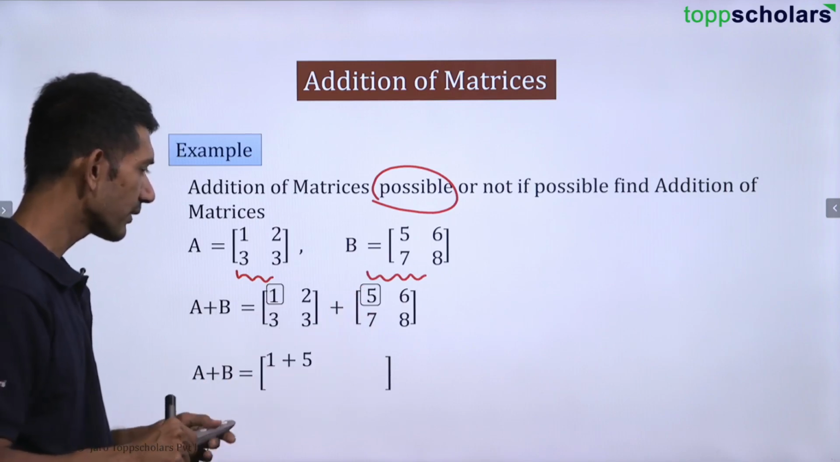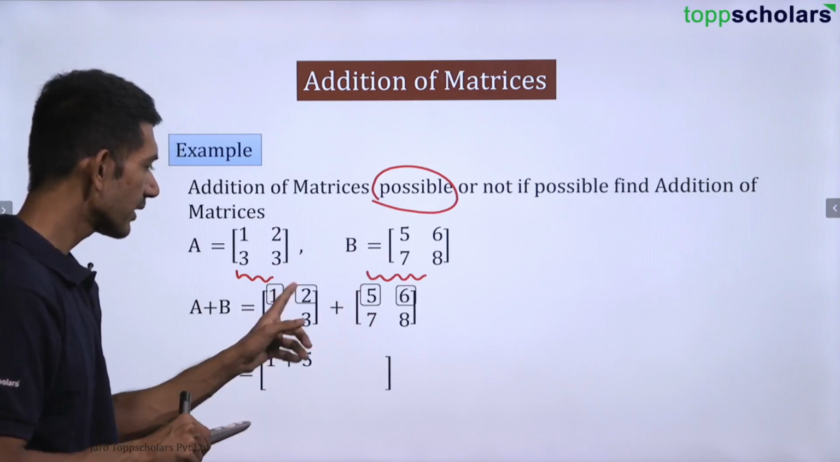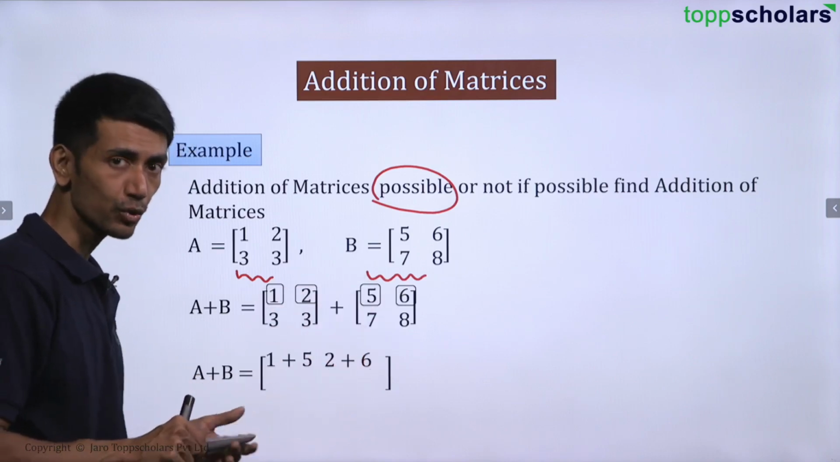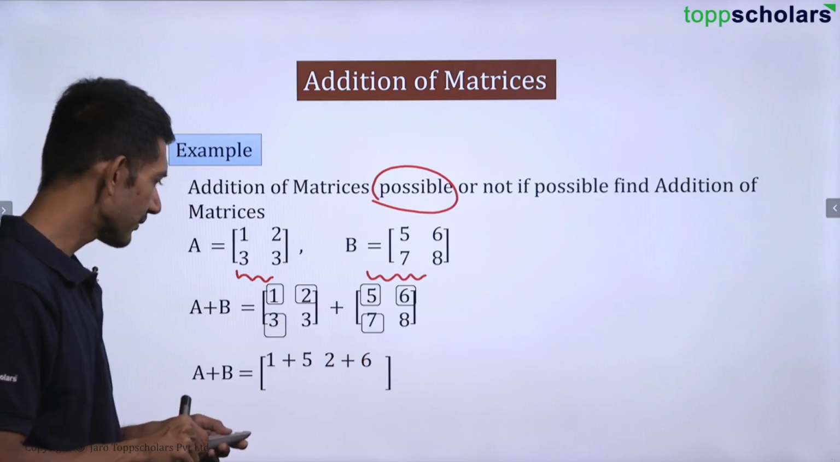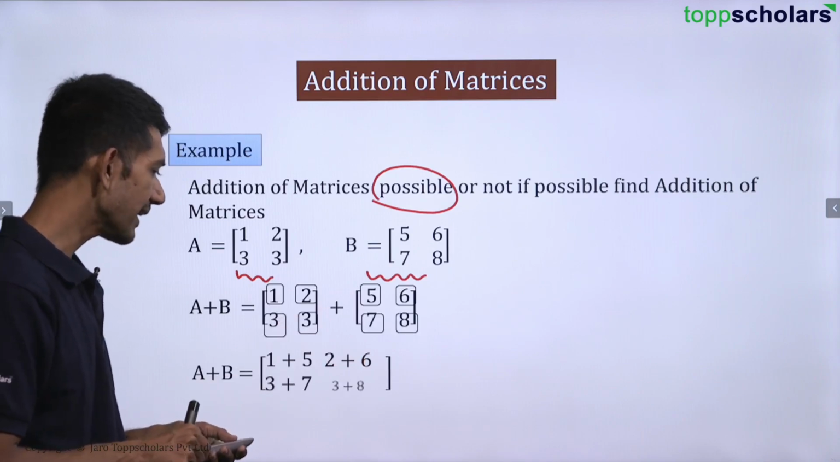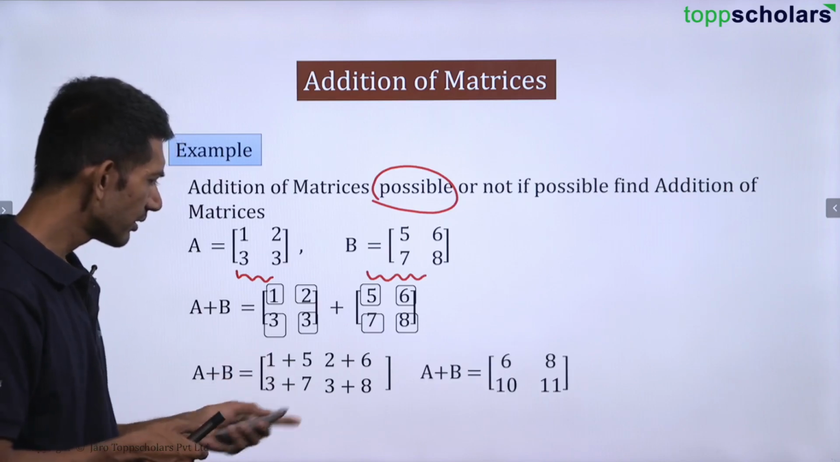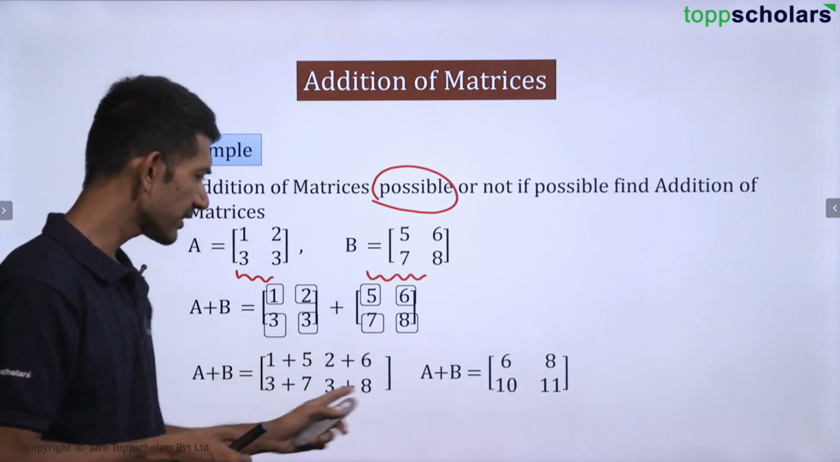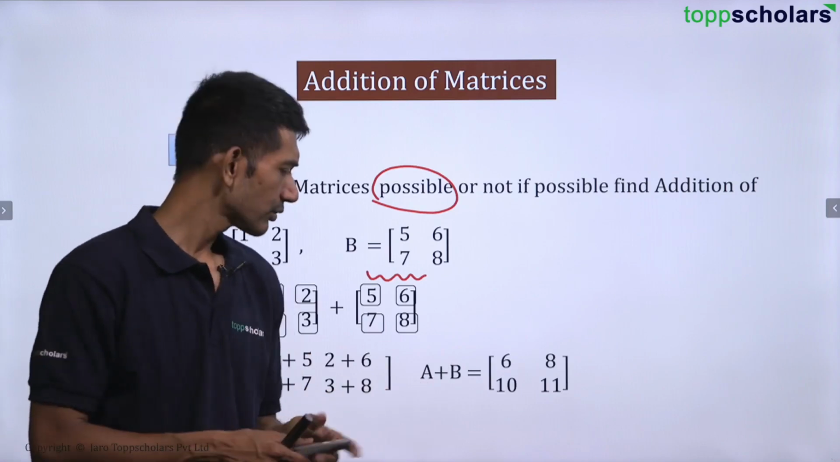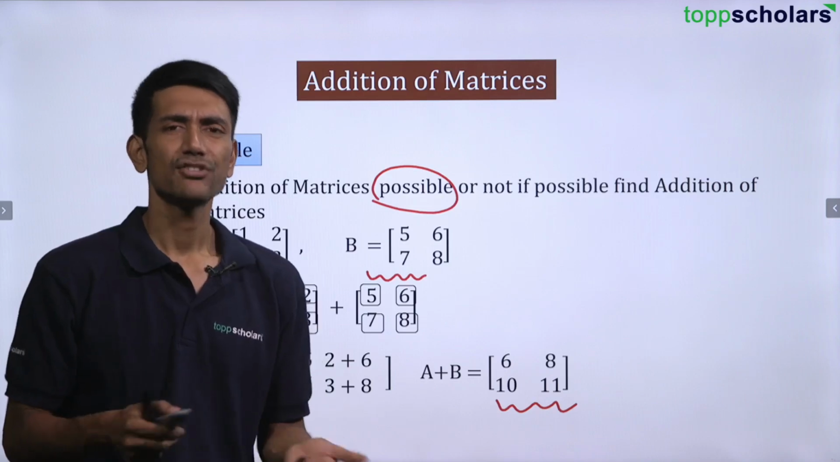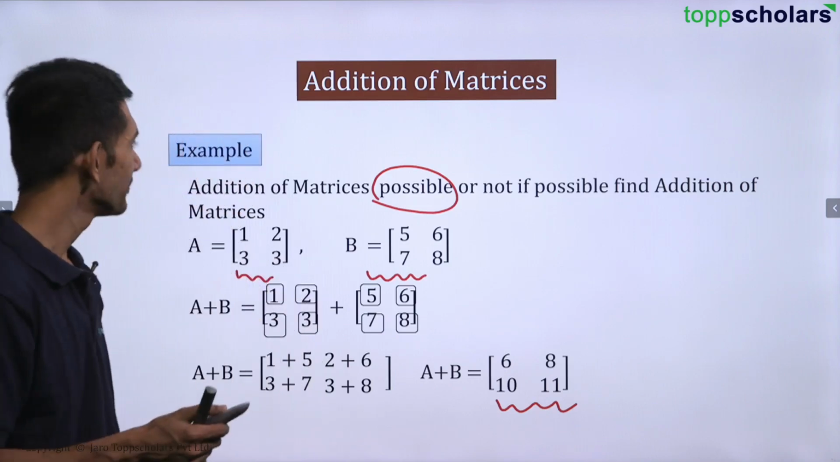That is 1 plus 5. Then A12, B12, add them together, and write it in their corresponding position only. Then 3 and 7, and then finally 3 and 8, right? So just take the addition. 1 plus 5 is 6, 2 plus 6 is 8, 7 plus 3 is 10, and 8 plus 3 is 11. So the addition is here. This is very simple and straightforward. Basic addition, right? Let's continue.